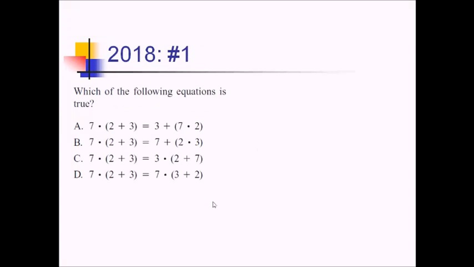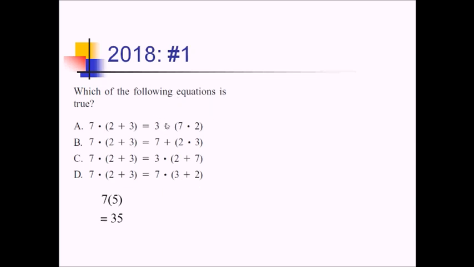For number one, we want to know which of the following equations is true. So what I would do here is, first off, I see that I have 7 times quantity 2 plus 3 on the left side of all these equations. So let's figure out what that equals. That's really going to be, following PEMDAS, 7 times 5, because we have to do parentheses before multiplication. So 7 times 5 is 35. And now we're just looking for any of these that equals 35.